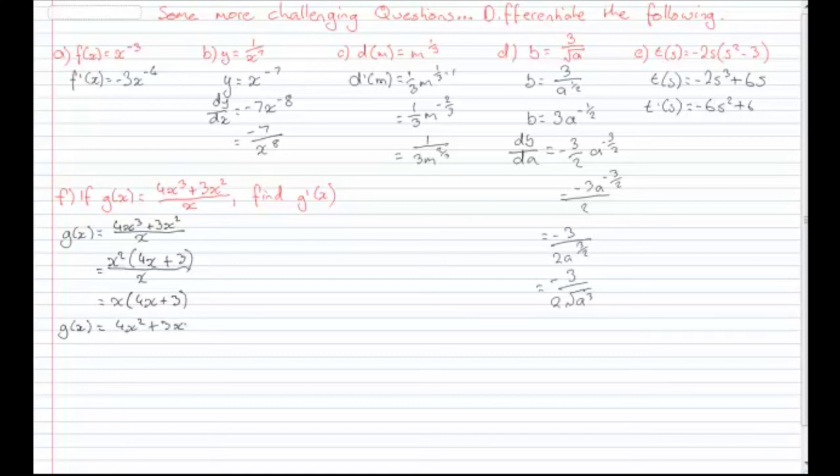Now to find g dash of x, we do 2 times 4 is 8x, drop the power of 2 by 1, so it gets us down to 1. Plus 1 times 3 is 3. Drop the power by 1, just ends up with no x. So g dash of x is equal to 8x plus 3, where x cannot equal 0, because you can't have x equals 0 up the top here, because you can't divide by 0.